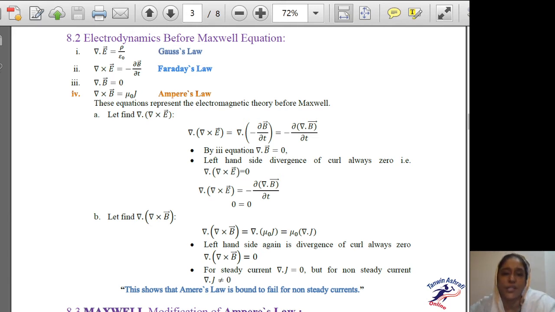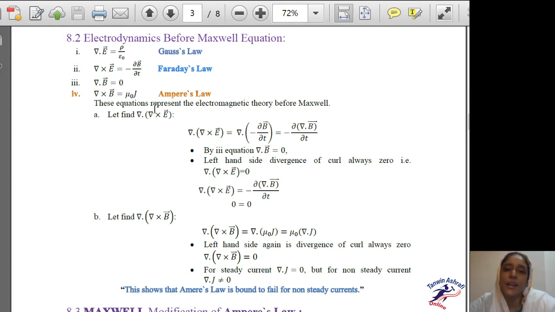Gauss's law, which we have studied: del dot E is equal to rho by epsilon naught. Faraday's law, which we have concluded: del cross E is equal to minus of partial B by partial t. Del dot B is equal to 0. Del cross B is equal to mu naught J. This is what we have as Ampere's law. These equations represent the electromagnetic theories before Maxwell.